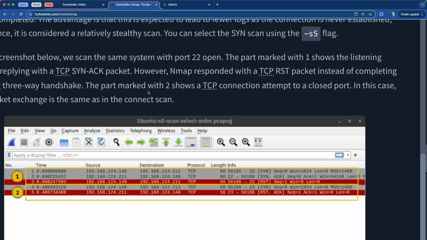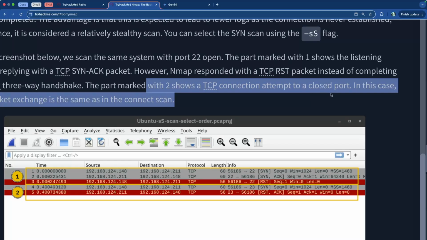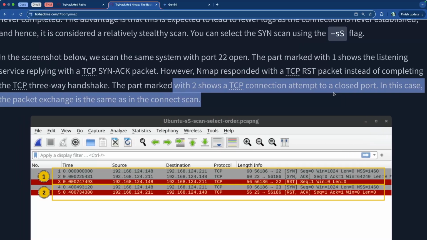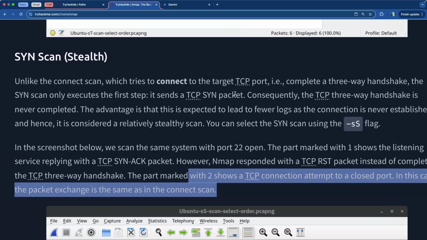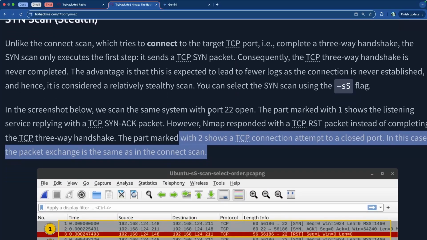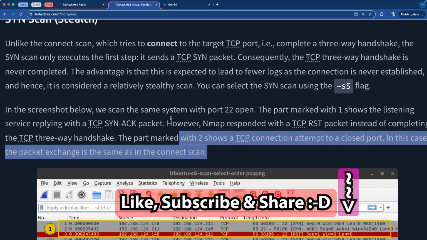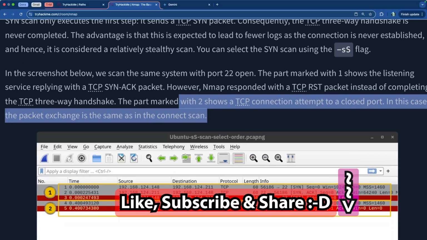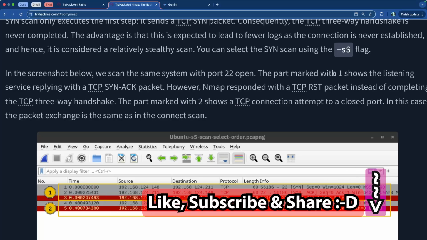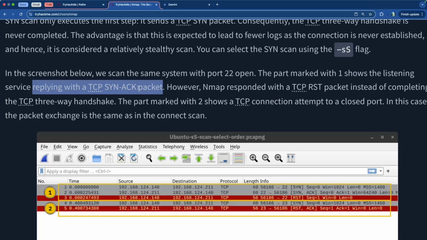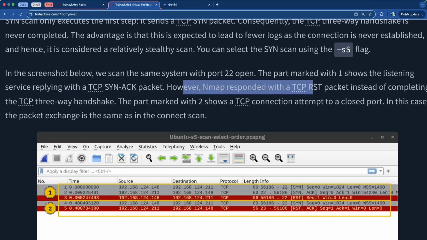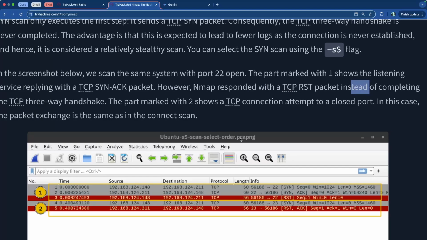In this case, it's showing the TCP attempt to a closed port. In this case, the exchange is the same as the connect scan, but it's very similar to just running a SYN scan by itself, because literally it's just sending the SYN packet. So the one marked with the 1 is showing a listening reply with a TCP SYN acknowledgement packet. However, Nmap responded with a TCP reset packet instead of completing the TCP scan.